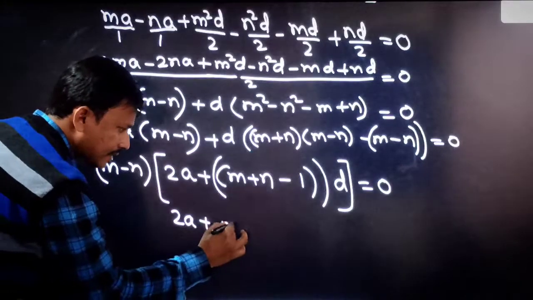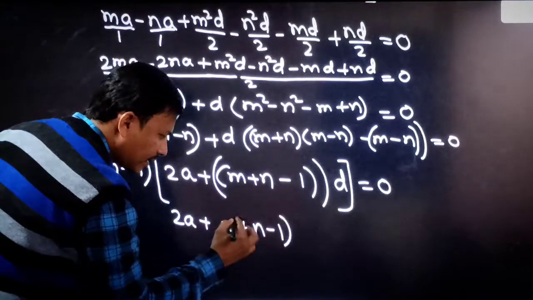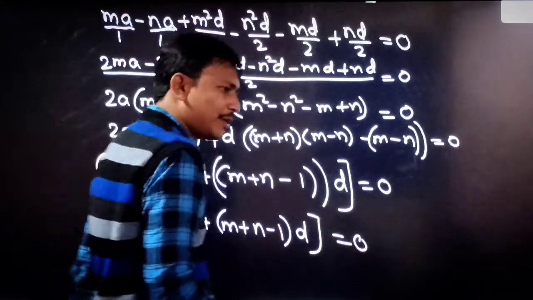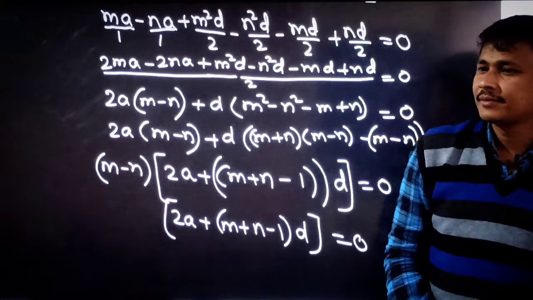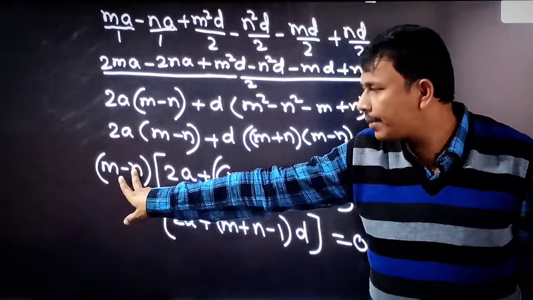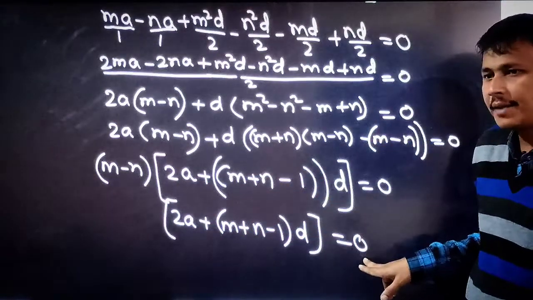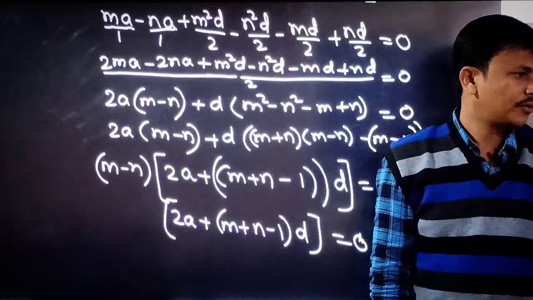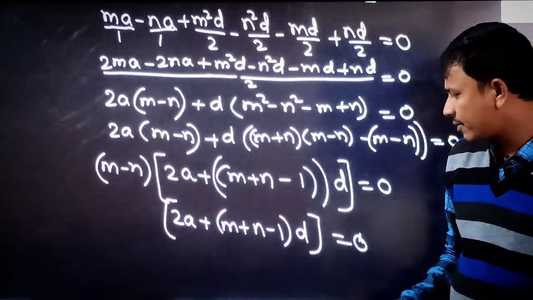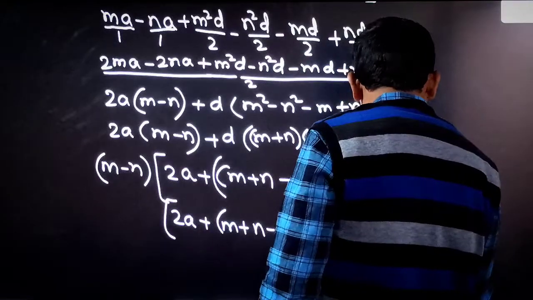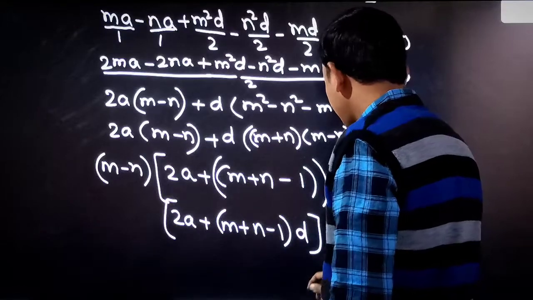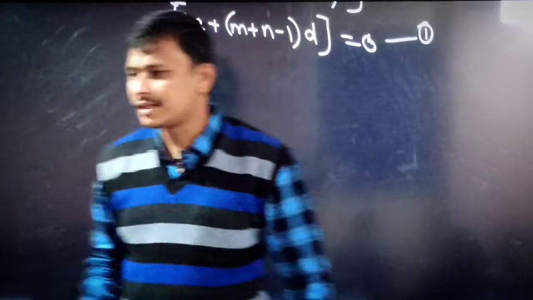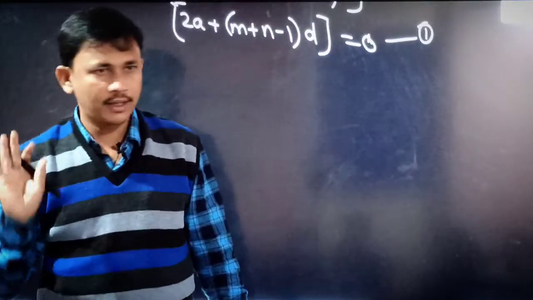2a plus m plus n minus 1 into d is equal to 0. When m minus n comes to this side, 0 divided by m minus n is 0. Understood? What is the value here? Equation number 1. What is equation number 1 here? 2a plus m plus n minus 1 into d is equal to 0. This is equation number 1.